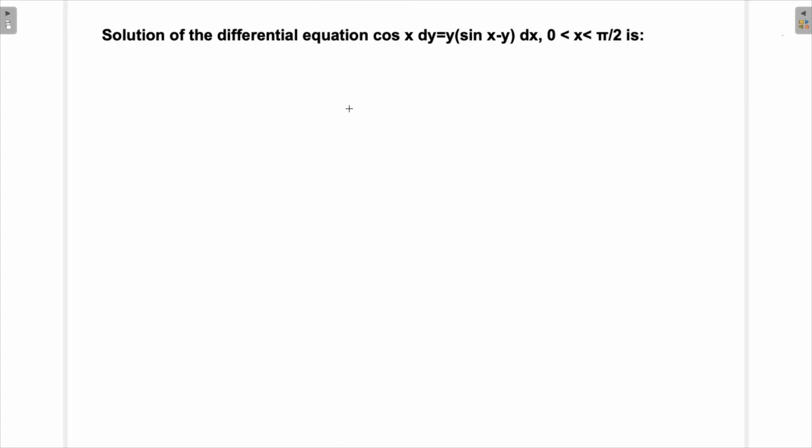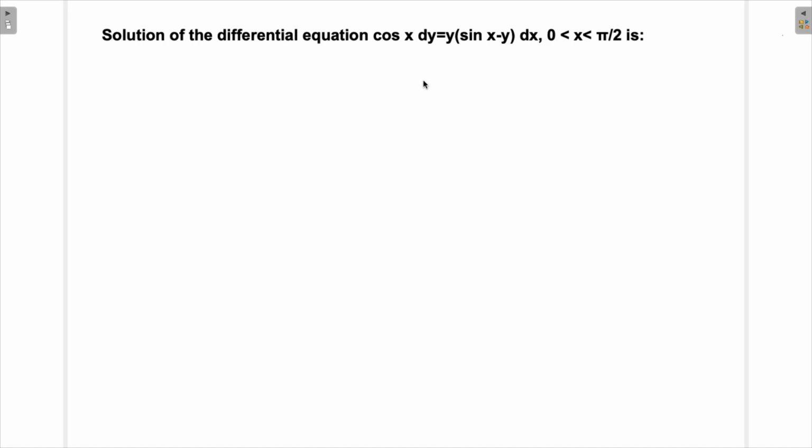Okay, so we are trying to solve a question which came in 2023 JEE Main. This question is asking us to solve this differential equation, so we have to find the value of y in terms of x. If you look at this, first of all, you see a trigonometric function here, and then some algebraic one as well.